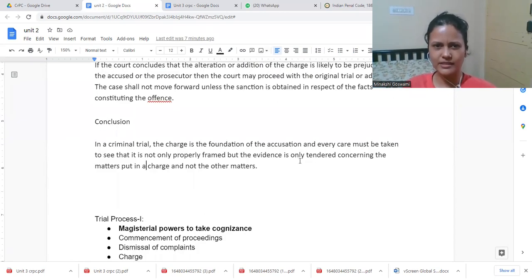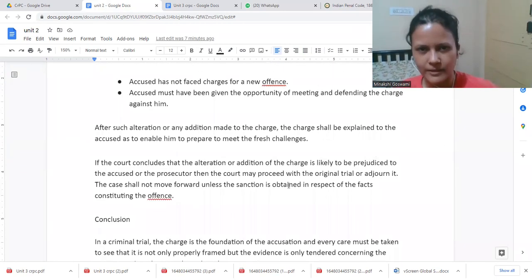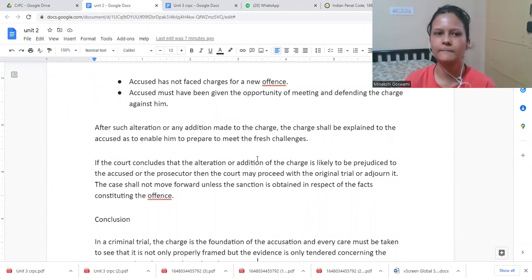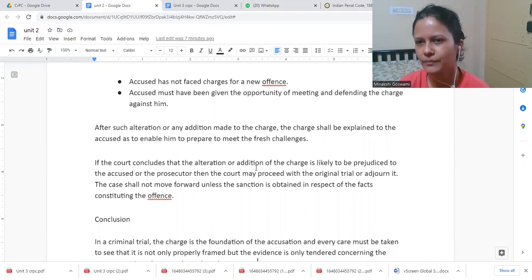Okay, then there is just this conclusion that is very important in the charge. Accusation and everything is mentioned so that the person gets an opportunity to defend himself, he properly understands what this trial is all about, and he can give his defenses accordingly. Madam, the alteration during trial by way of removing any charge, that also has to be informed? Yeah, that also will be informed, that these are the charges which we are removing.